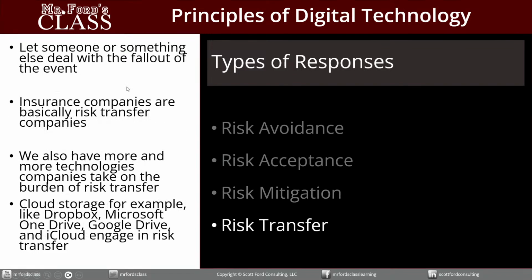Then we have risk transfer. This is when we let someone or something else deal with the fallout of the event. Insurance companies are supposed to be basic risk transfer companies. So you have health insurance, home insurance, car insurance, with the thought and the hope that if you get into an accident, if you get sick, if your house burns down, that they will cover the damages. You are passing on the risk to another entity.